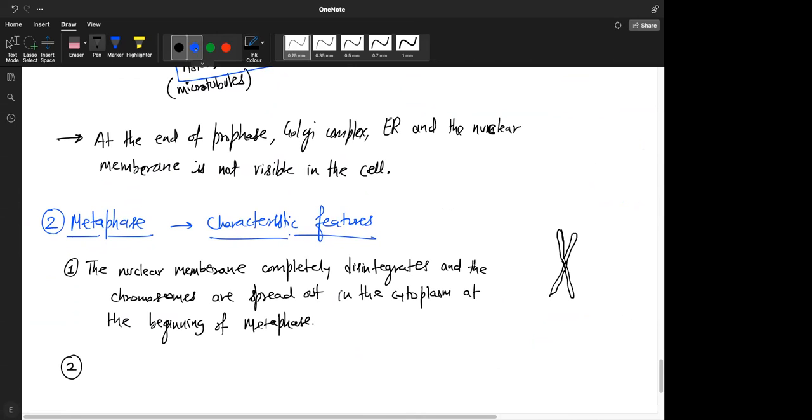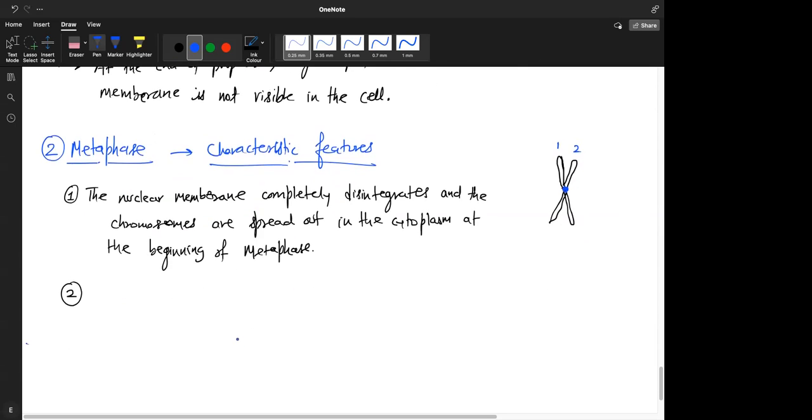This is chromatid 1 and this is chromatid 2. They are called sister chromatids, which give rise to one chromosome. So at metaphase, the sister chromatids come together and align at the metaphase. Okay, so write down.